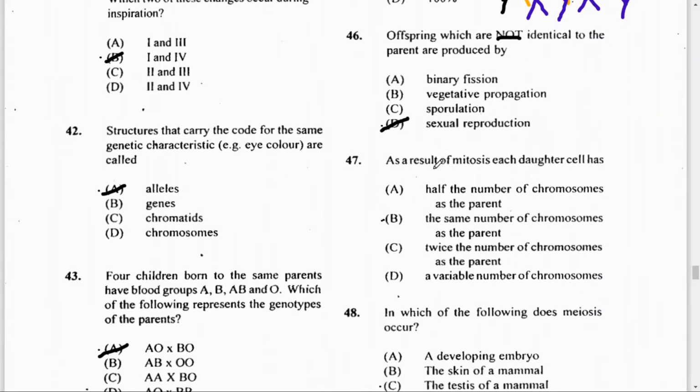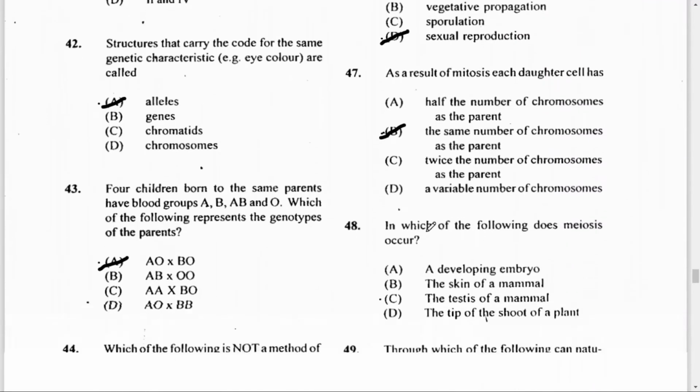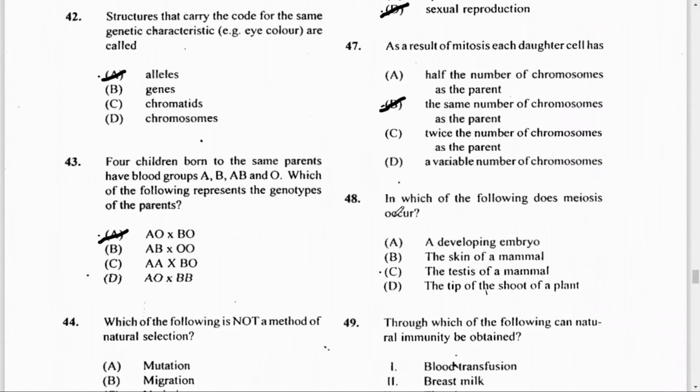Number 47, as a result of mitosis, each daughter cell would have the same number of chromosomes as the parent. So that's B. Number 48, in which of the following does meiosis occur? That would be the testis of a mammal. Meiosis occurs in the testis and in the ovaries of mammals, the testis of males and the ovaries of females. The development of the embryo is mitosis, so don't get misled by the word embryo there.